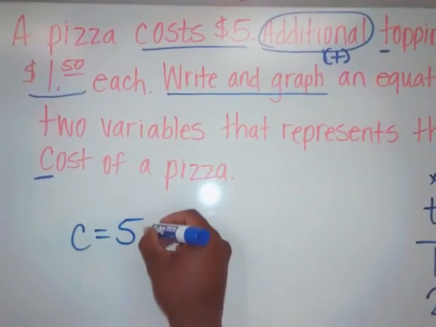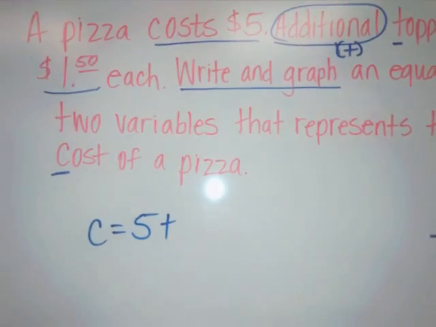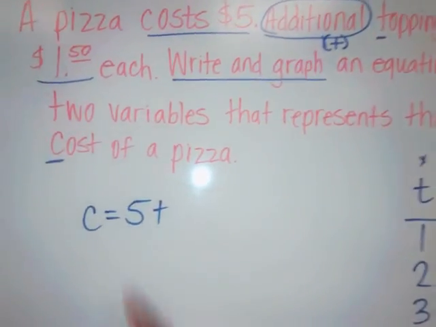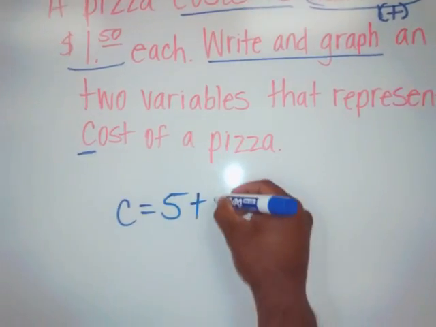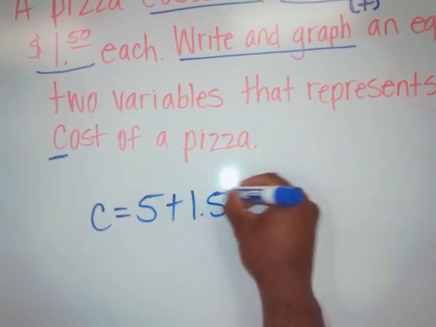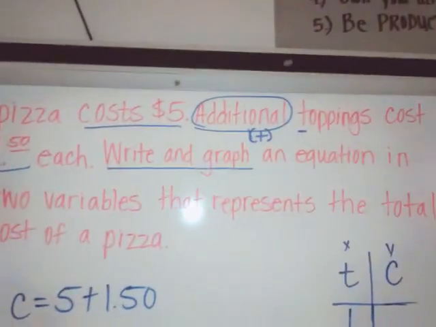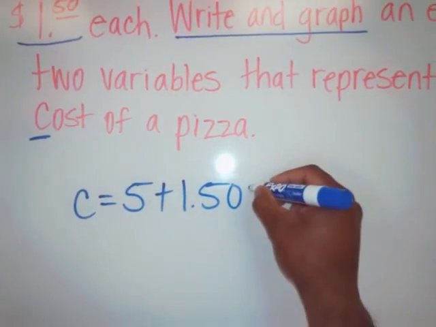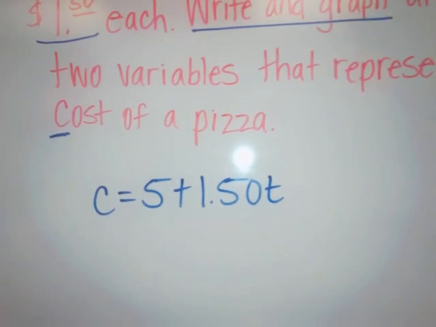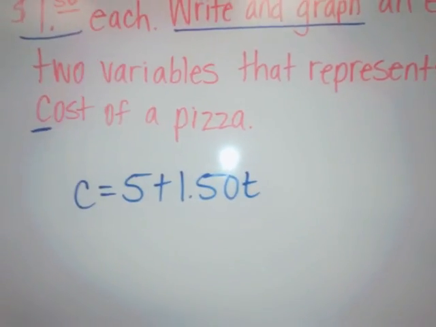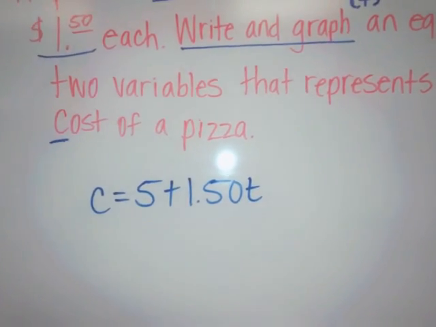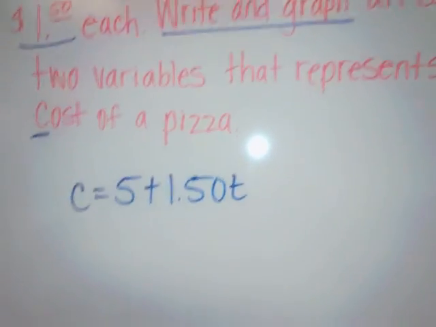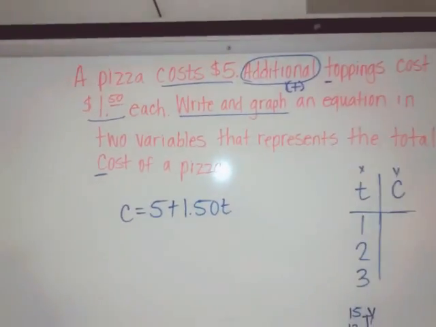If I want to purchase additional toppings, that's the addition symbol. I have to pay a cost of $1.50 each. So $1.50. And I also identified T for toppings. That's my second variable for this equation. I'm going to associate that with $1.50 because we know for every topping we want to add, we have to pay an additional fee of $1.50. Now the equation we have set up for this problem is accurate.